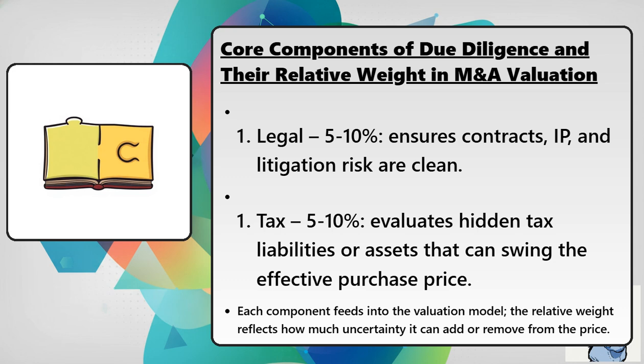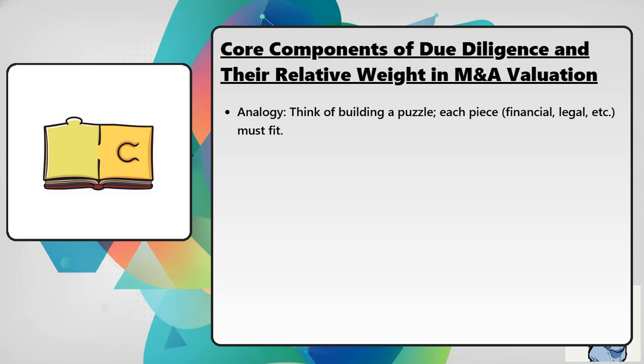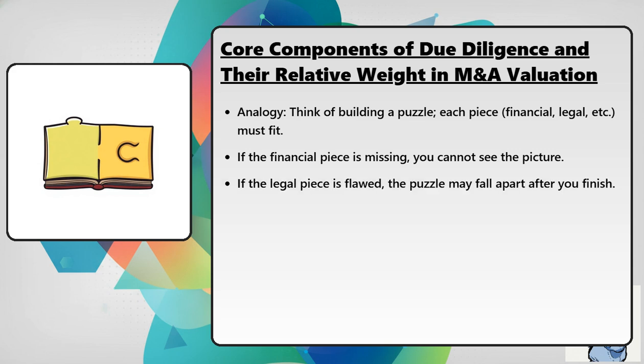Each component feeds into the valuation model. The relative weight reflects how much uncertainty it can add or remove from the price. Analogy: think of building a puzzle. Each piece, financial, legal, etc., must fit. If the financial piece is missing, you cannot see the picture. If the legal piece is flawed, the puzzle may fall apart after you finish.